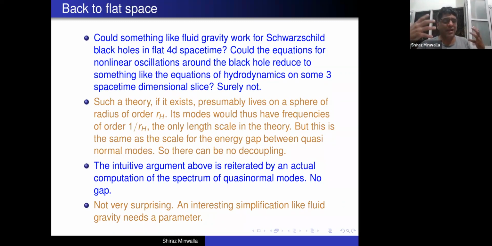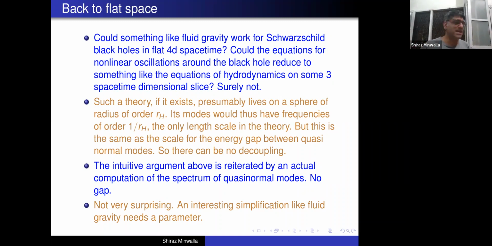The reason for this is that such a theory, if it exists, presumably very similar to the answer I just gave, Dan, lives on a sphere whose radius is of order R_H. Its modes would thus have frequencies of order 1 over R_H, which is the only length scale in the theory. But this is the same as the scale for the energy gap between quasi-normal modes, which again is set by 1 over R_H, because that's the only length scale in the theory. So there can be no decoupling. You never have a situation where some modes are parametrically decoupled from other modes.